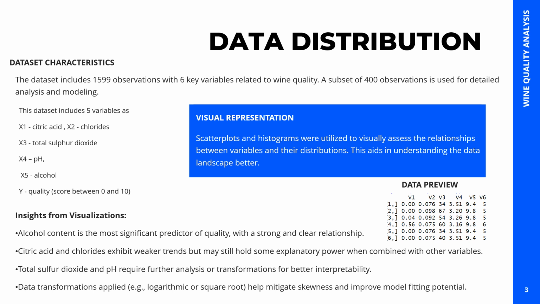This data set includes 5 variables or features, I would say: citric acid, chlorides, total sulfur dioxide, pH, alcohol, and the quality, which scores between 0 and 10. This is the smaller data preview which we have for these different variables.